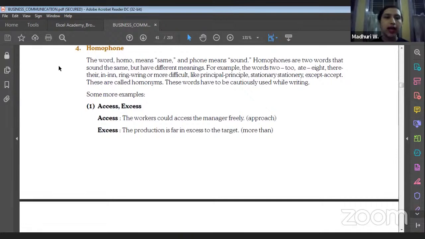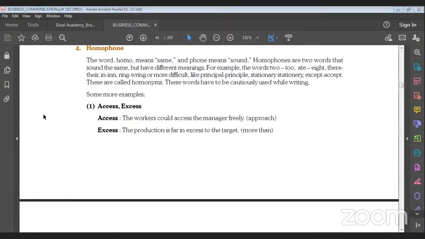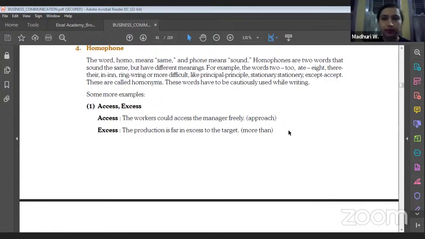So now let's take a look at the fourth category, that is homophones. So what is a homophone? So basically, it refers to two words that sound the same but have very different meanings, right? For example, you have words like access and excess. Access basically means to approach and excess means more than.